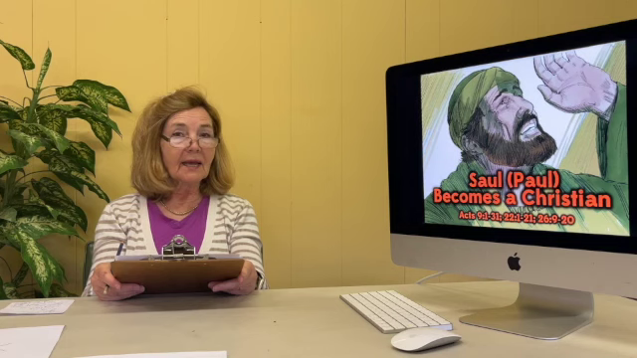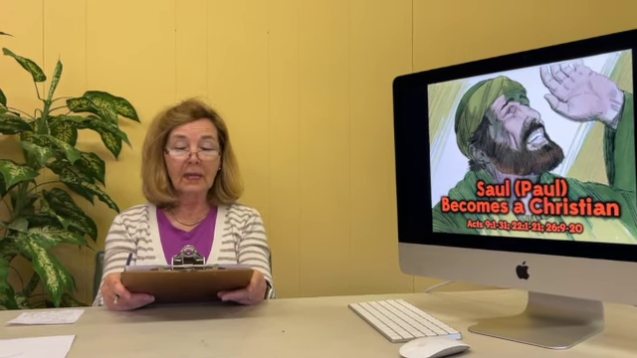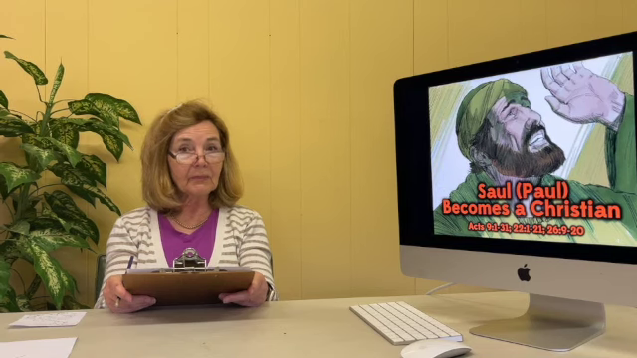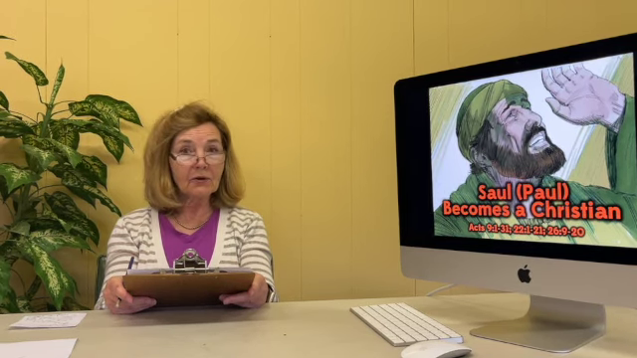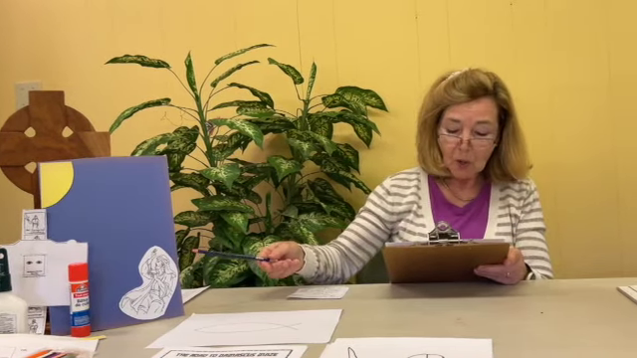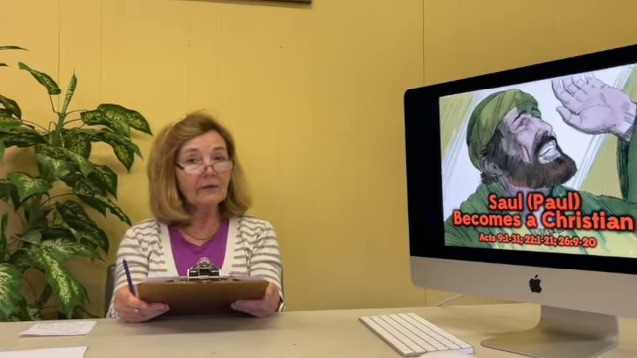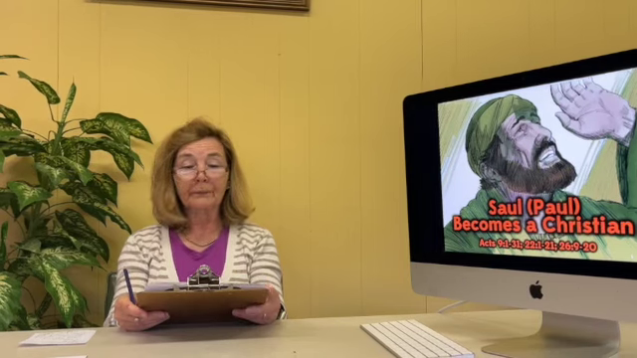Our story today is Saul, or Paul, becomes a Christian. This is adapted from Mission Bible Class with images by Free Bible Images. We have several coloring pictures for you and we have two crafts. The first is Paul's vision on a camera, and the second is a poster. Paul sees the light, and I've just partially done it here for you. We also have a variety of other activities for our story.